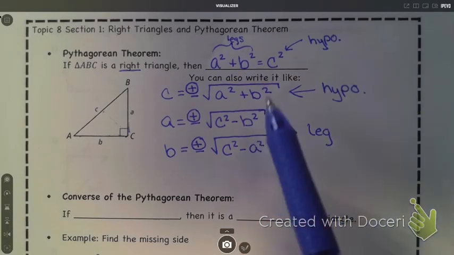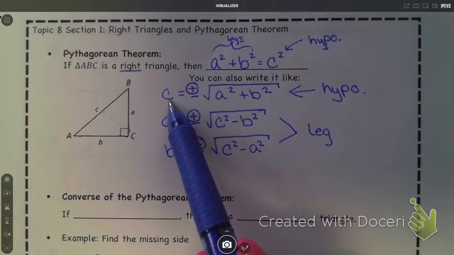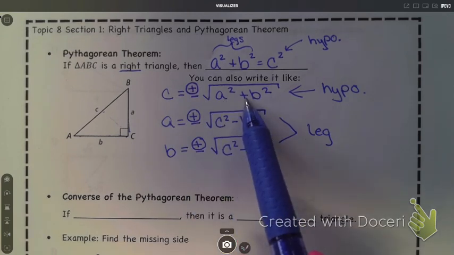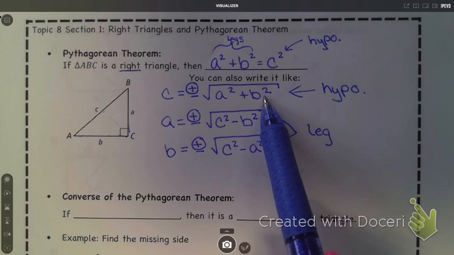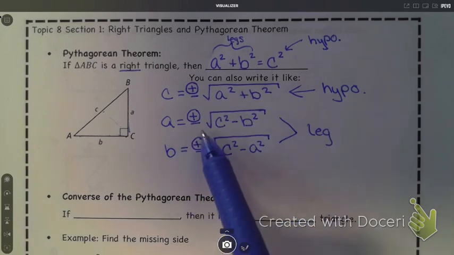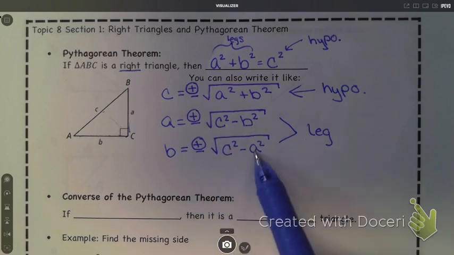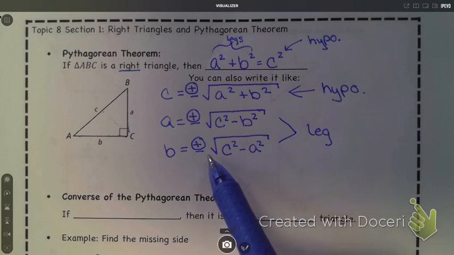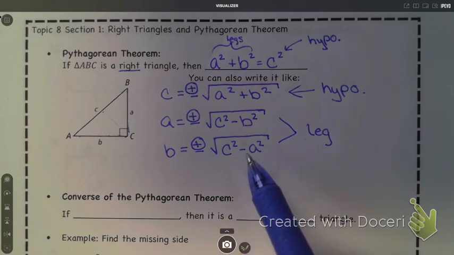But let's look at some things. When I'm looking for the hypotenuse, I do what to the two sides? Add them. And I take the square root. Or I square them, then take the square root, right? When I'm looking for a leg, what do I do? Subtract the leg from the what? Hypotenuse. You square them and subtract them. Is that going to happen every time?